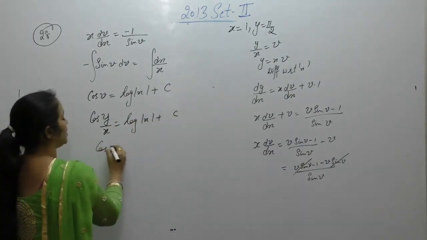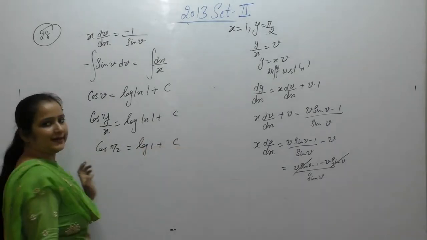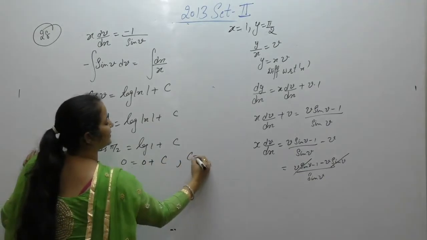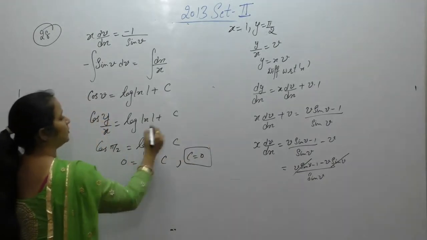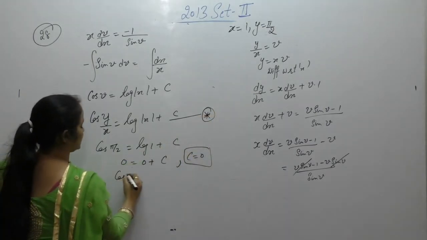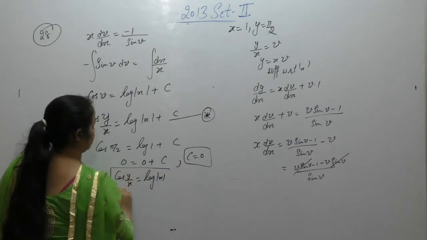Now put the value: cos pi by 2, x is 1, log of 1, plus c. cos 90 has value 0, log 1 has value 0. So we get the value of c as 0. Put this value of c here. cos y upon x is equal to log of x.